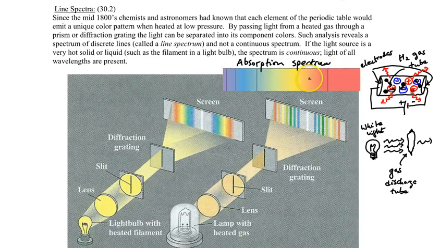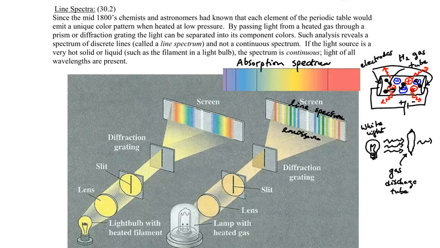You get something like this resulting absorption spectra that shows these dark lines here, which are the missing wavelengths that were taken away when the white light went through this gas discharge tube. So when the heated gas light passes through a diffraction grating, you end up with this, which is the line spectra, or you can call it the emission spectra. And if you send white light through a discharge tube, you end up on the other side with these missing lines, and this is called the absorption spectrum.